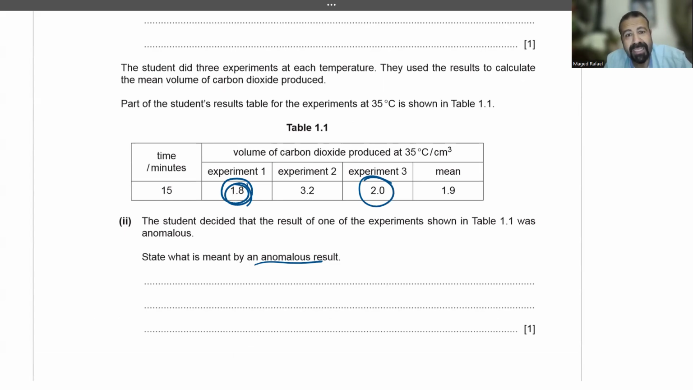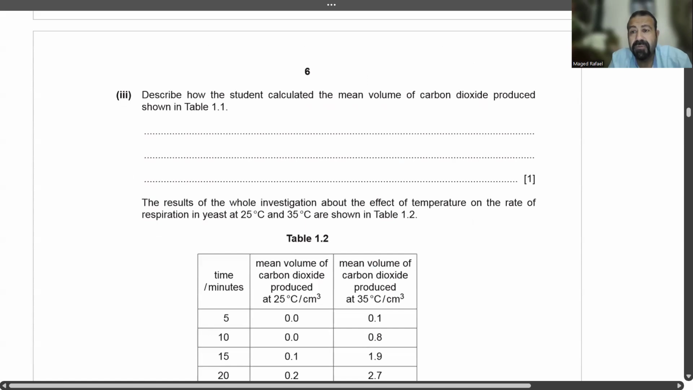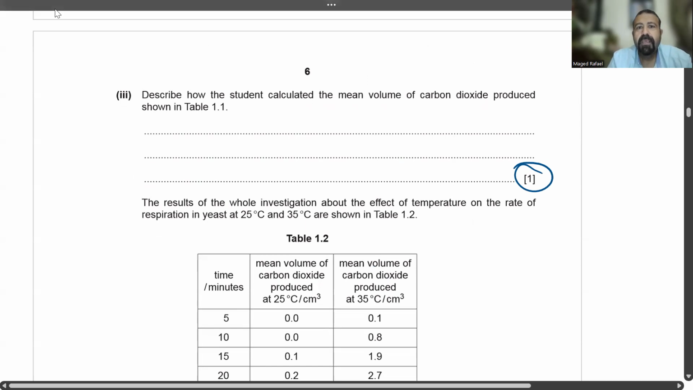Experiment 1 and experiment 3. So we should get experiment 1 and experiment 3 divided by the total number. So we should use in the calculation experiment 1 and 3 only. There is no need to talk about the calculation because it is 1 mark. All I want you to write is how you could calculate using experiment 1 and experiment 3 only. Okay, another question.